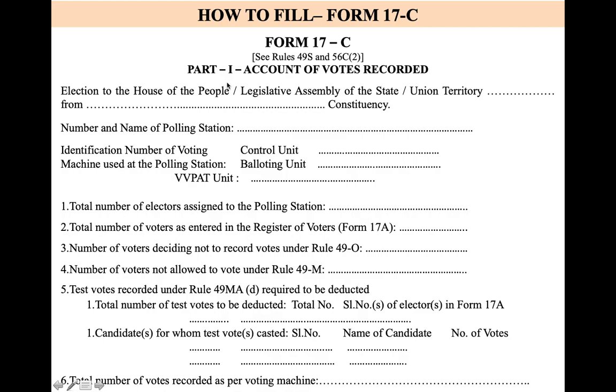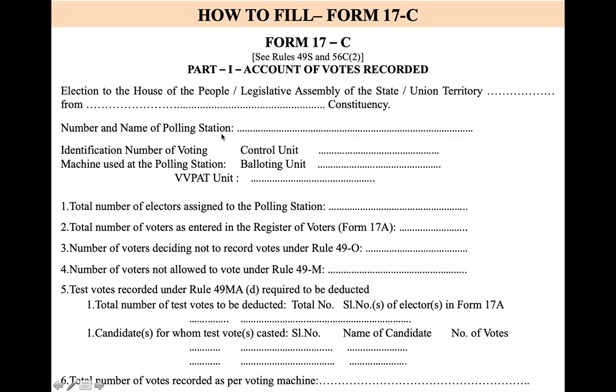In this part we will discuss only Part 1, which is to be filled by the presiding officer during the poll day. In the first heading, you can see election to House of People or Legislative Assembly of the state or union territory. You have to fill in which state it is of and which assembly constituency it is of. Here, you will fill the name of the state. Here, you will fill the constituency name and number and name of polling station.